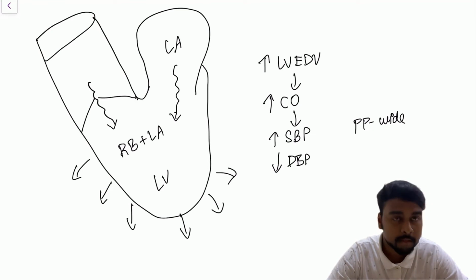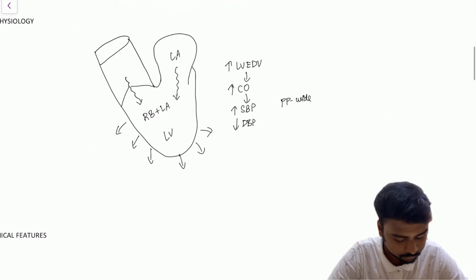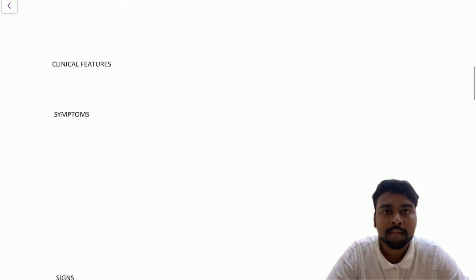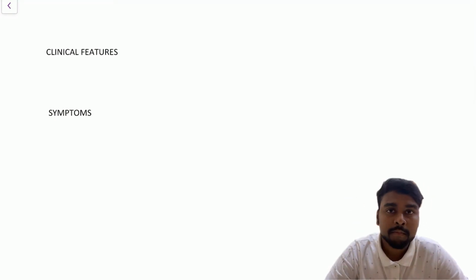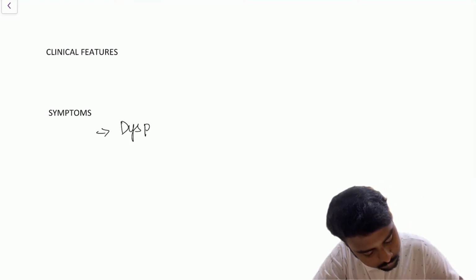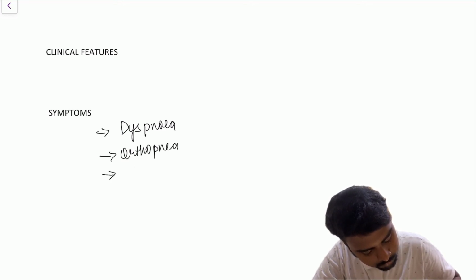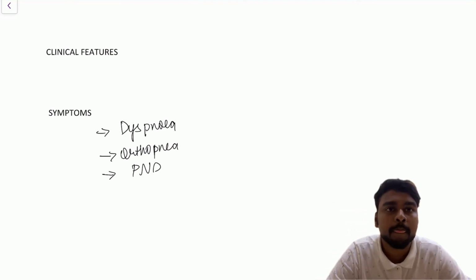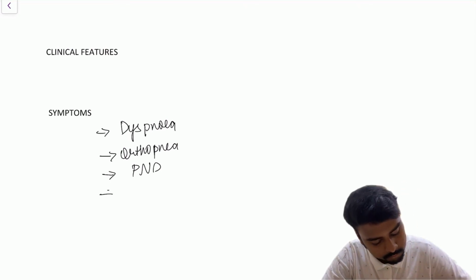Okay. Now, let's move on to clinical features. First, let's see the symptoms. What are the symptoms? There is left ventricular failure. So, there will be dyspnea, orthopnea, and paroxysmal nocturnal dyspnea. There will also be chest pain. Why? The chest pain is due to increased myocardial oxygen demand by the eccentric hypertrophic muscles.